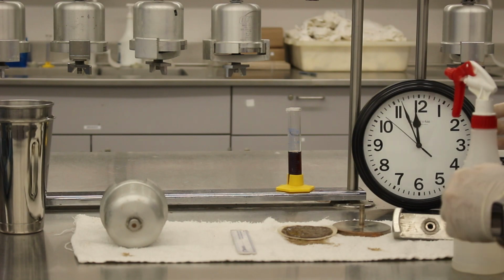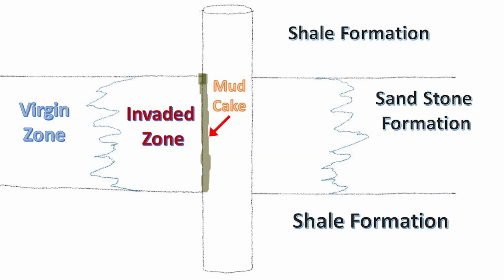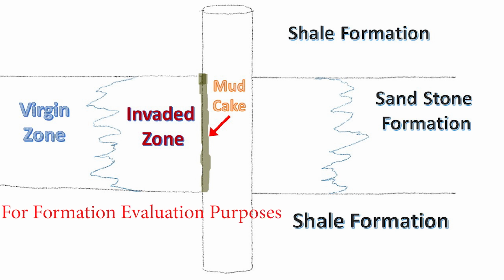In summary, when drilling an oil well, it is important to control water loss from the drilling fluid for several reasons. 1. Wellbore stability. 2. Formation damage prevention. 3. Lost circulation prevention. 4. Mud properties maintenance. 5. For formation evaluation purposes.